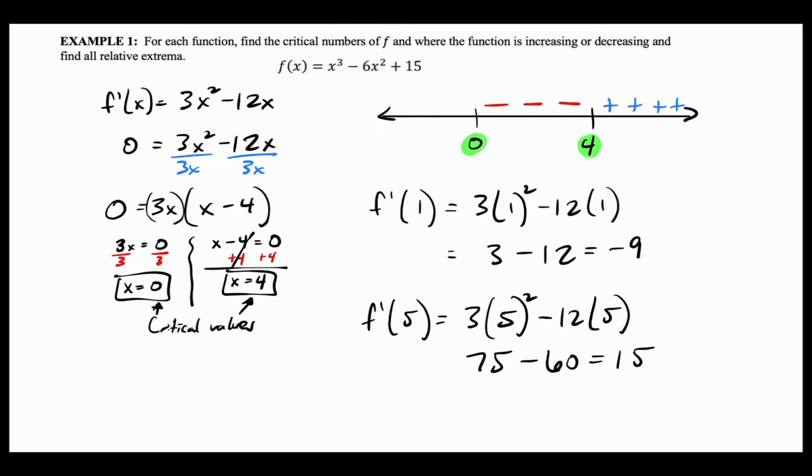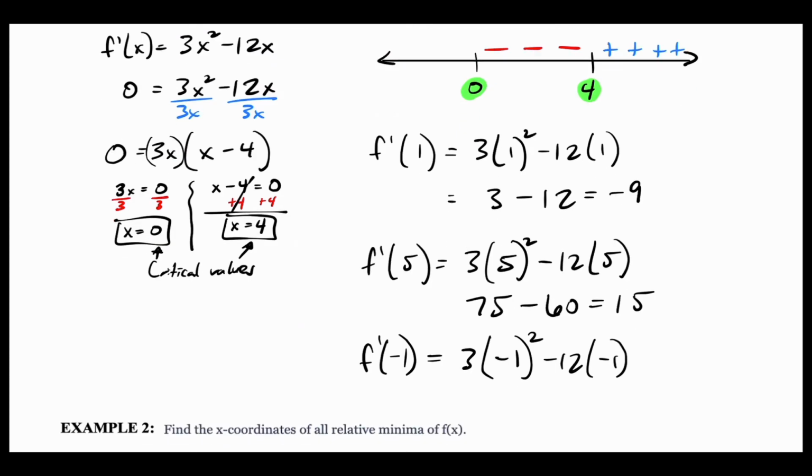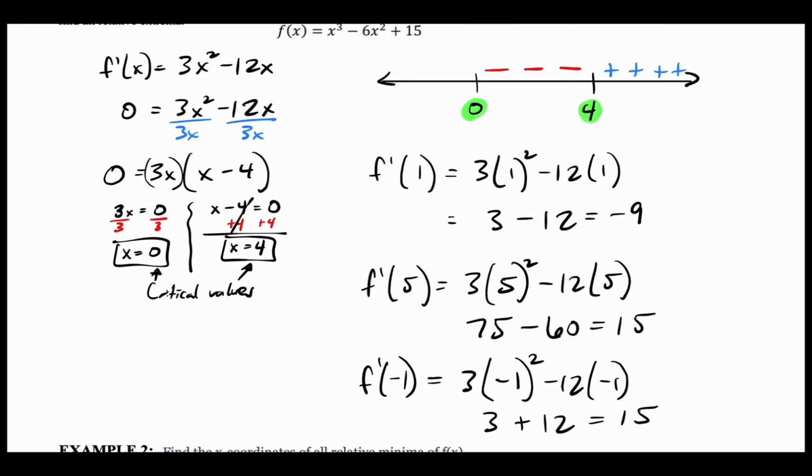Okay, so now let me try less than 0. Negative 1. Okay. Let's see, that's 3 plus 12, which is 15. Positive number. So that means it's going to be a positive derivative everywhere here.